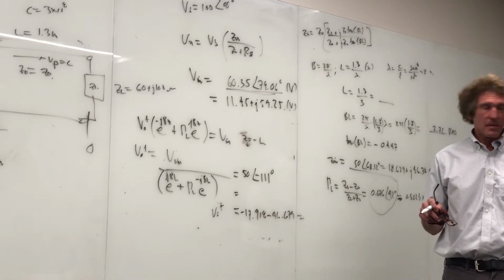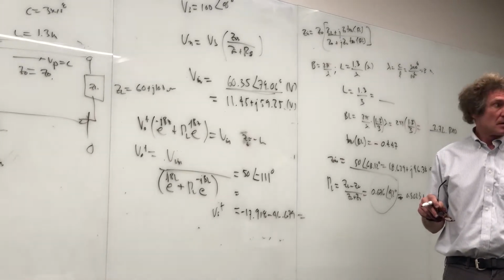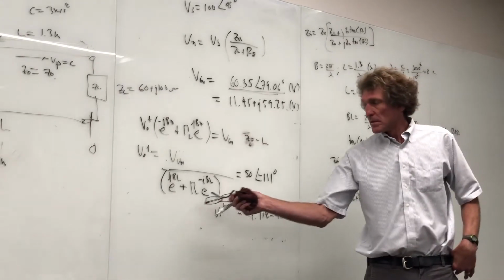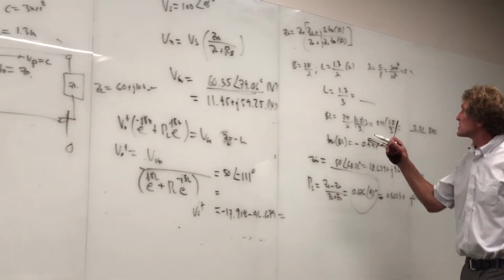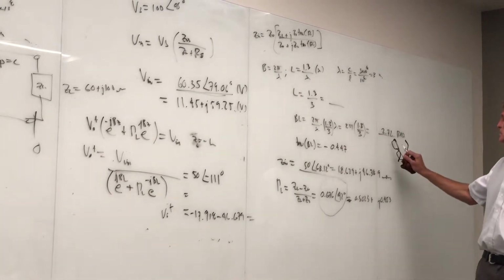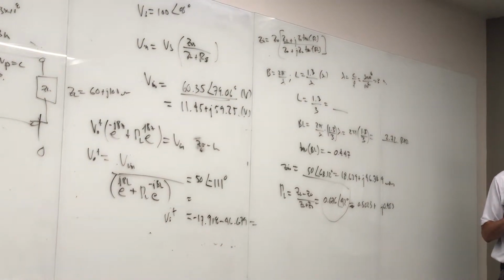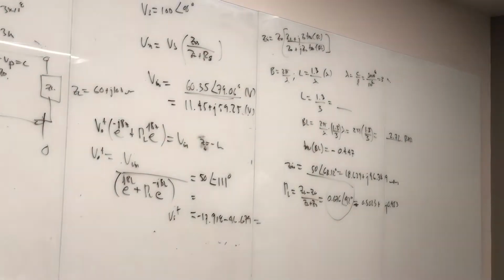Was BL what we found for the V naught plus equals Vn over e to the whatever? What are you talking about? Oh, beta L. Yeah. Beta L is right here. It's 2.72 radians. Okay. All right.